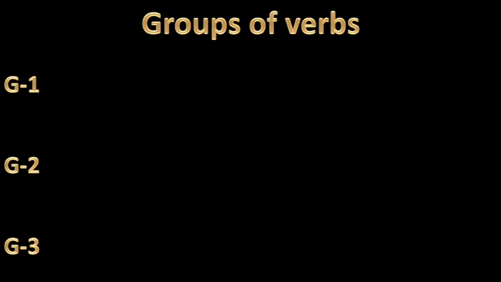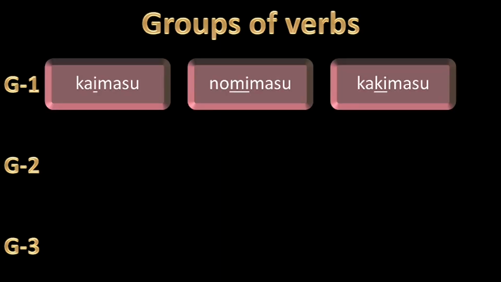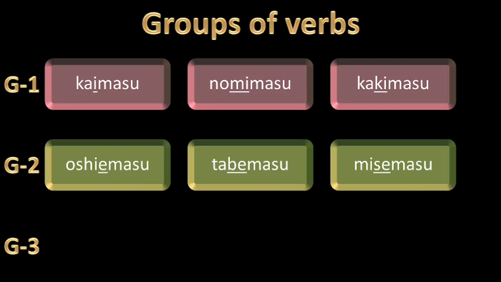Let me begin with the groups of verbs. Verbs in Japanese change their forms, that is, they conjugate, and they are divided into three groups according to the types of conjugation. In the verbs of group 1, the syllable preceding masu ends with the I line of the hiragana chart. For example, kaimasu, nomimasu, kakimasu, and so on. In most of the verbs of group 2, the syllable preceding masu ends with the E line of the hiragana chart. For example, oshiemasu, tabemasu, misemasu, and so on. But in this group, there are also some verbs which end with the I line, which I will discuss later.